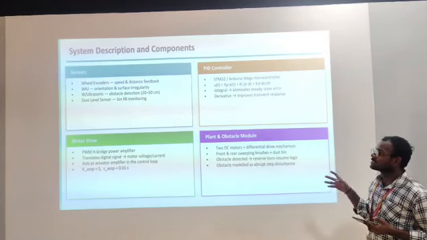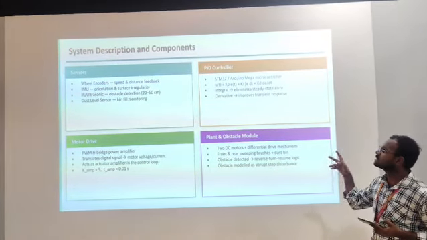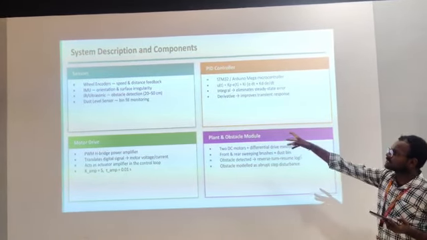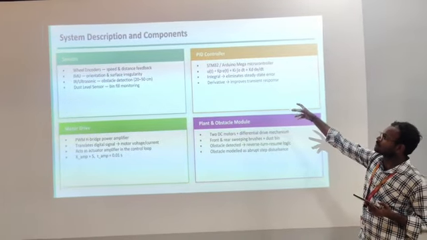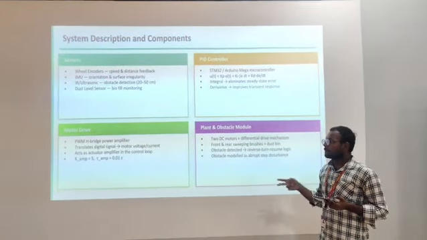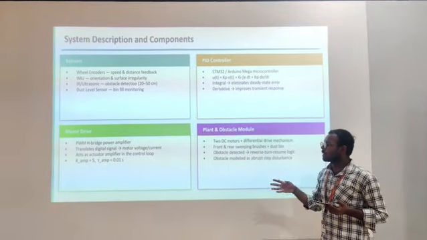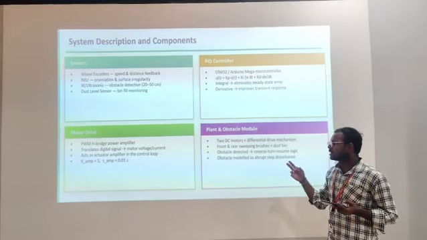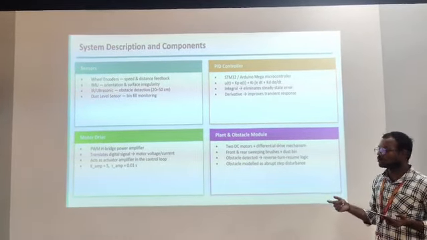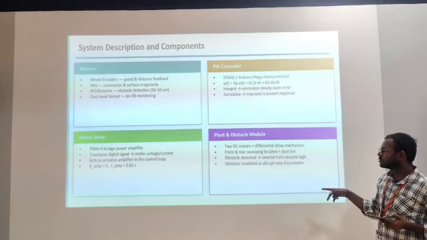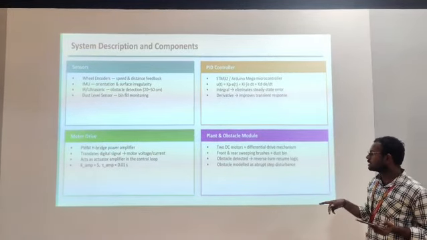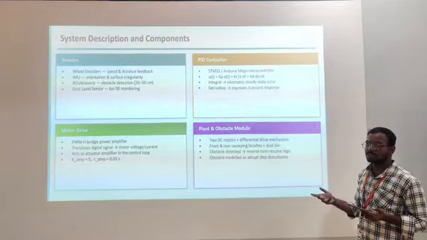System description and components. Majorly it has four systems: sensors, PID controller, motor drive, and plant and obstacle module. We have different types of sensors used in the project, and for the PID controller, most preferably an STM32 is used. For the motor drive we use a pulse width modulation H-bridge power amplifier which translates the low power digital signal to motor voltage or current. It acts as the actuator amplifier in the control loop. Plant and obstacle module. It has two DC motors plus a differential drive mechanism, and when an object is detected it reverses the wheels.